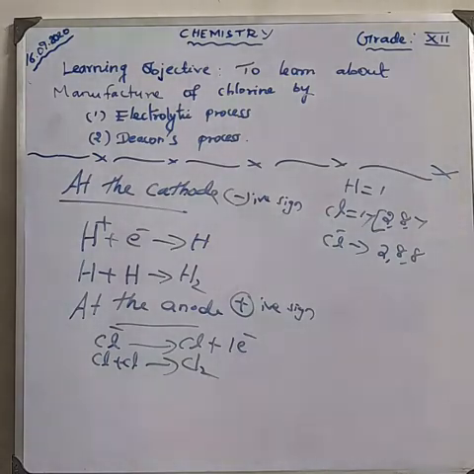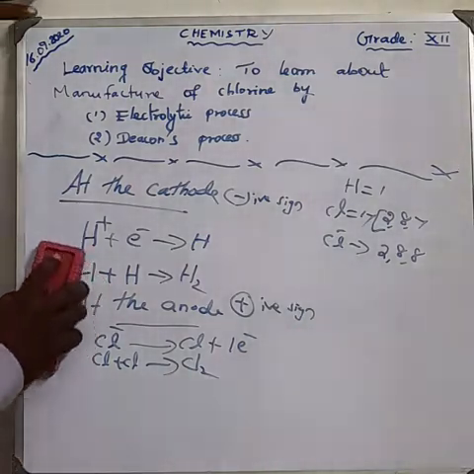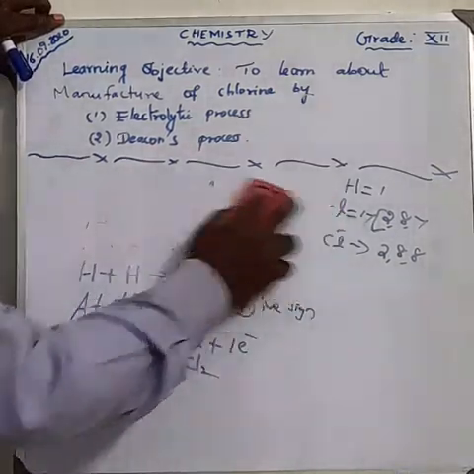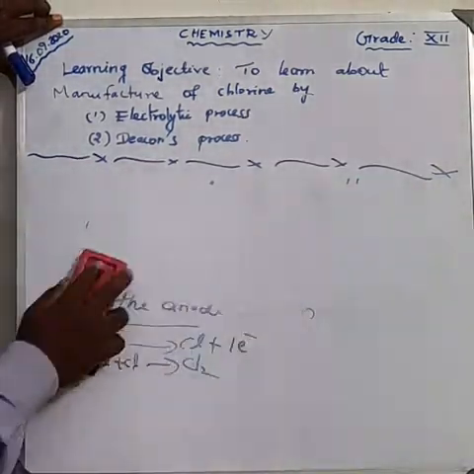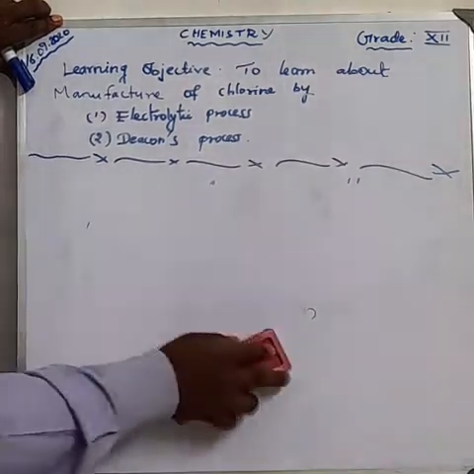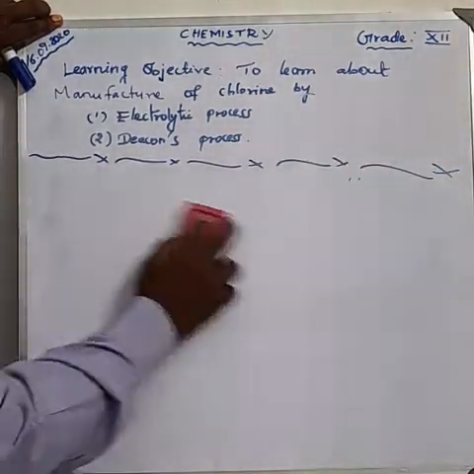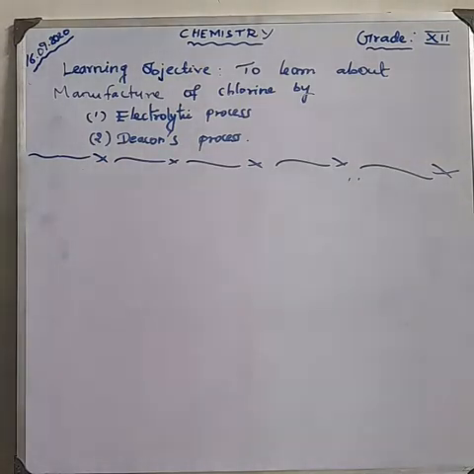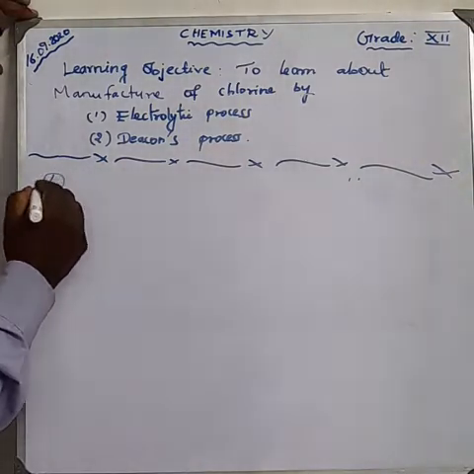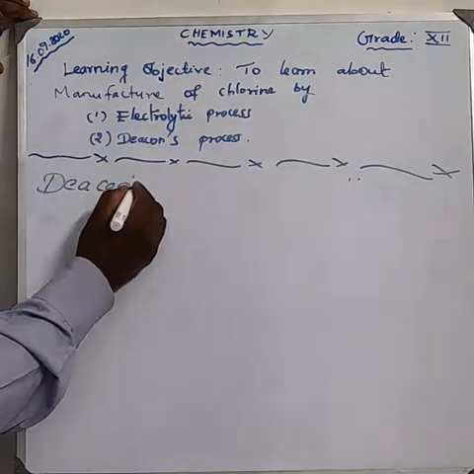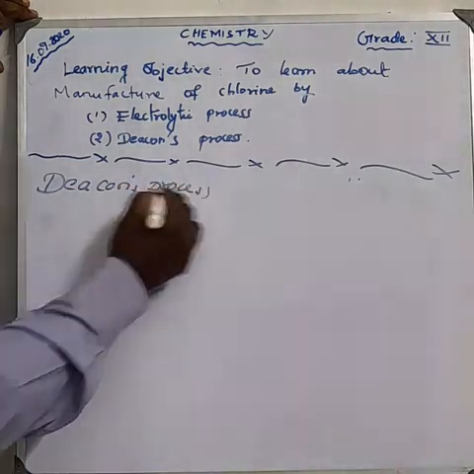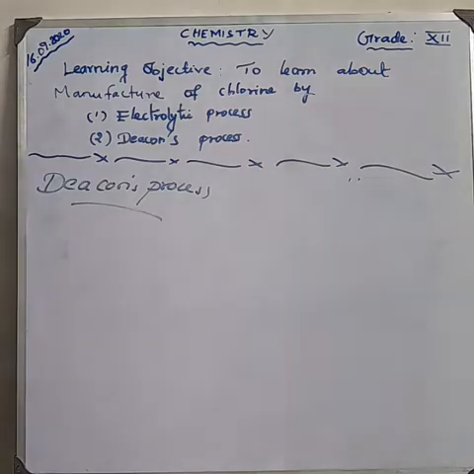Here the very important question is the Deacon process. The very important question: how is chlorine manufactured by the Deacon process? Manufacture of chlorine by the Deacon process. Here we are taking a mixture of air and hydrochloric acid.